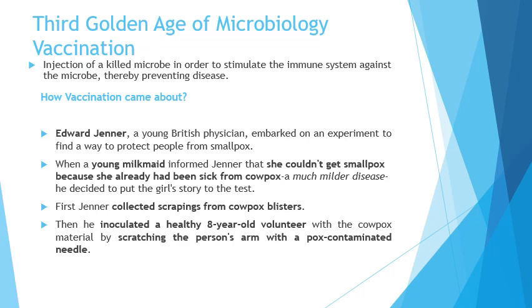Now here we have the third golden age of microbiology, in which there is the invention of vaccination. So what is vaccination? Vaccination is the injection of a killed microbe in order to stimulate the immune system against the microbe. And how did vaccination come about? Edward Jenner in 1796 discovered that cowpox induced protection against human smallpox. This procedure he called vaccination.